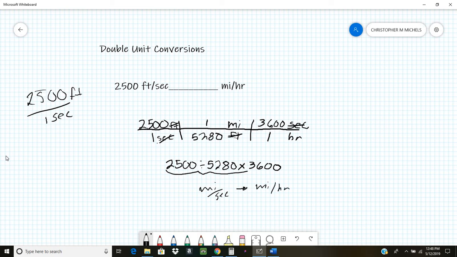Let's go ahead and do the arithmetic on that. Let me get that out of the way. Of course, I erased half of it.